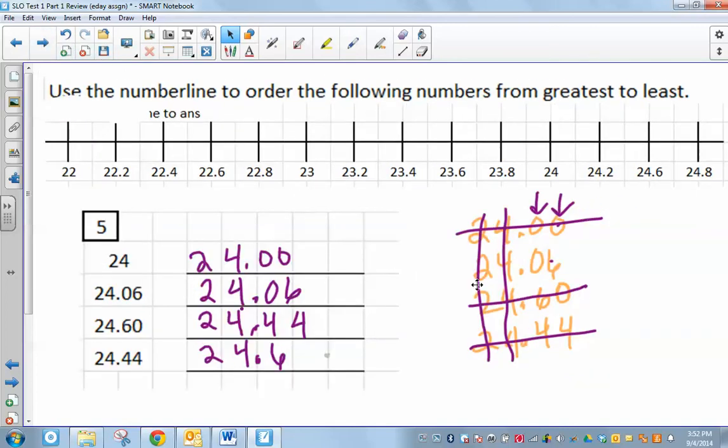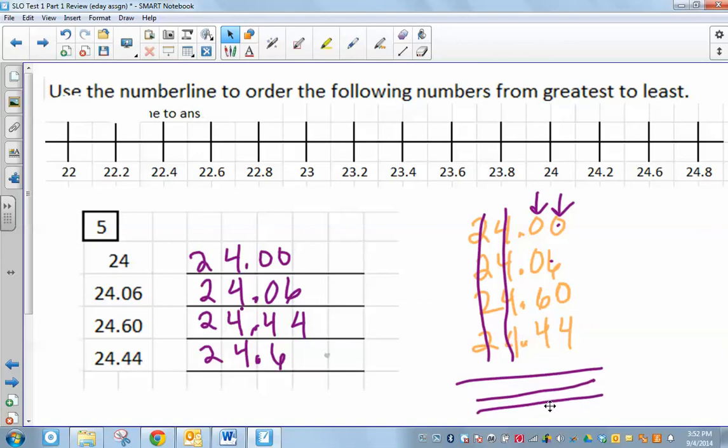All right. Let's take a look at number 5. Real quickly, we can see that my greatest number is right here, and my smallest number is right here. So let's see which one we can find out easiest. Everything's worth 20, everything's worth 4, so we're going to look at the tenths spot. So again, it's really easy to find that my biggest number is going to be 24.6 because 6 is the biggest in the tenths spot. So that's how I got my answer there.